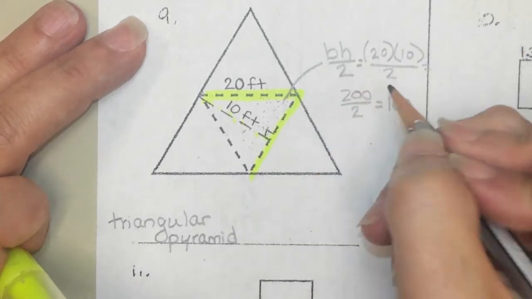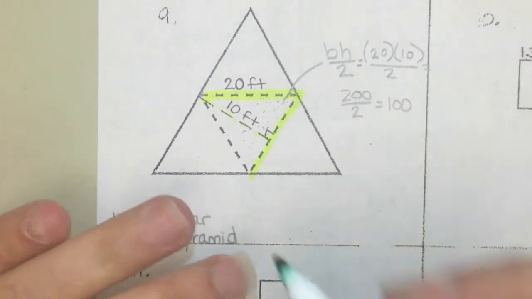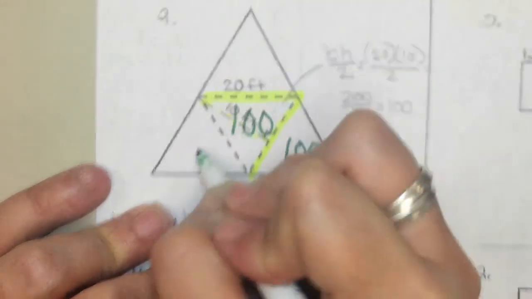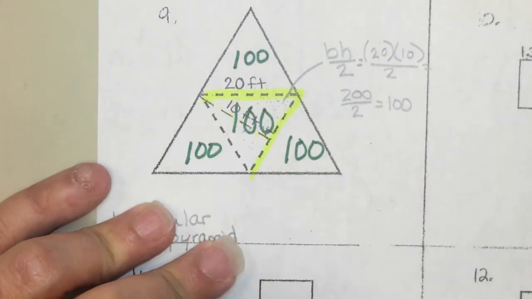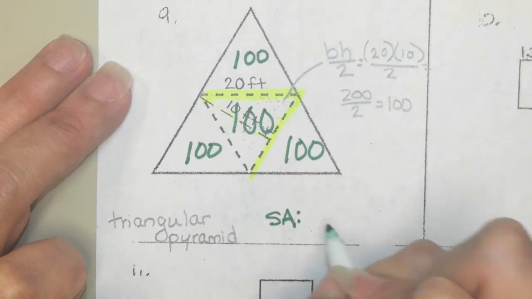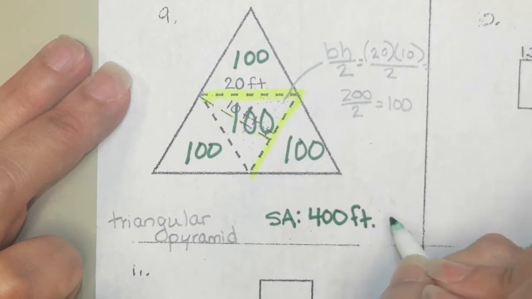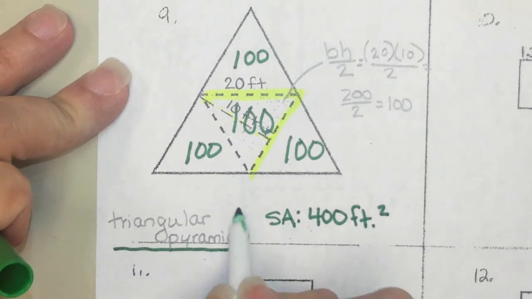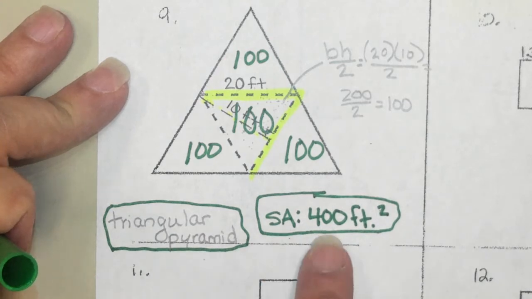Now, many of my friends are forgetting this, and I need you to look. The answer is not 100, guys. This triangle in the middle is 100. But this triangle's 100, and this triangle's 100, and this triangle's 100, because they all were the same going around. So my surface area answer is 400 feet squared. Relax. So, there are my two answers. They want to know the name of the figure and the surface area.